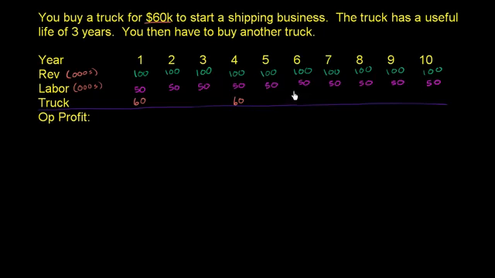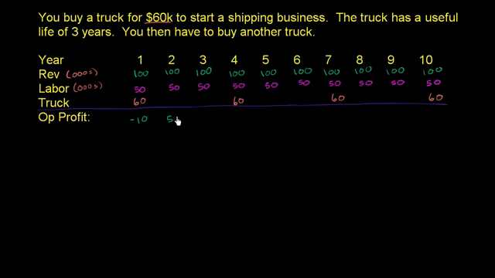And then again, year 5, year 6, I don't have to do anything. Then in year 7, I have to buy another truck for $60,000. 8, 9, don't have to do anything. And then in year 10, I have to buy another truck for $60,000. So if you accounted for the purchase of your truck every 3 years this way, your profit would look like this. In year 1, 100 minus, so this is revenue, and these two lines are expenses. So 100 minus 50 minus 60, this is negative 10,000 of profit in that first year.